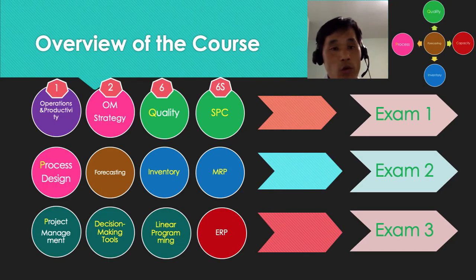Look at the overview of the course. We have learned operations and productivity, OM strategy, and quality. Now we are on Statistical Process Control Chart. After this, there will be an exam that covers these 4 chapters.